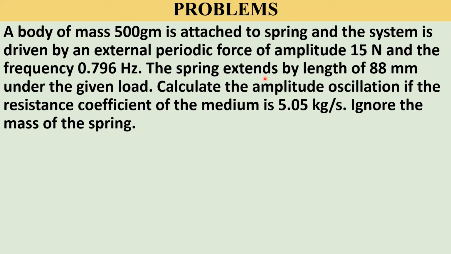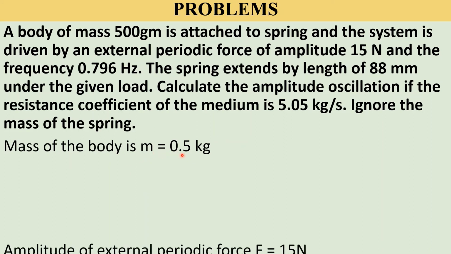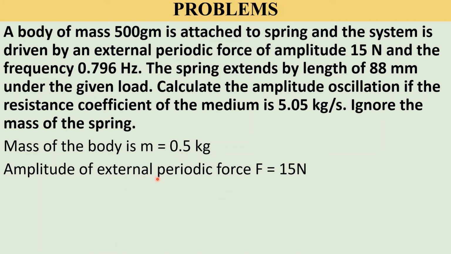The spring extends by a length of 88 millimeter. Then the damping coefficient or the resistance coefficient is 5.05 kg per second. So the mass of the body is 500 gram, that is equal to 0.5 kg. The amplitude of the external periodic force is F is equal to 15 Newton.